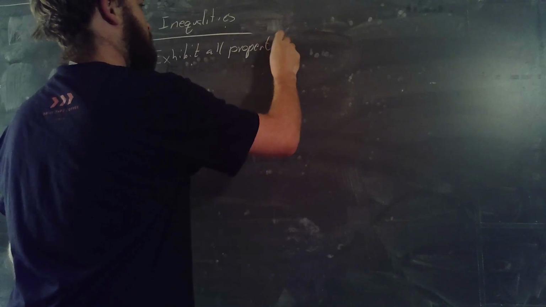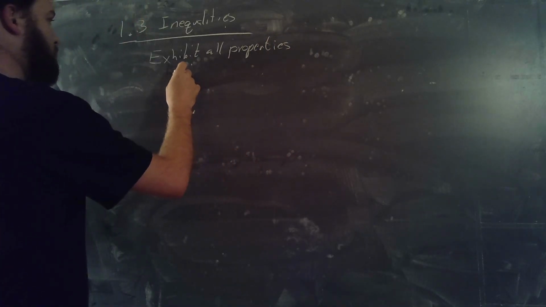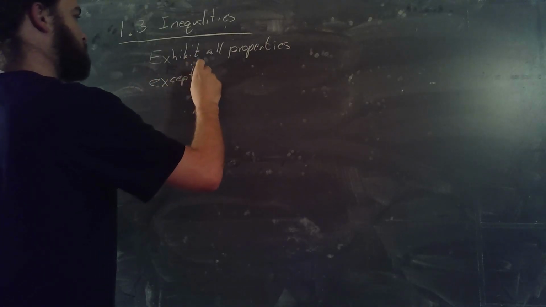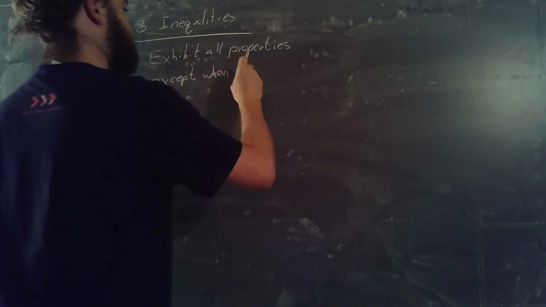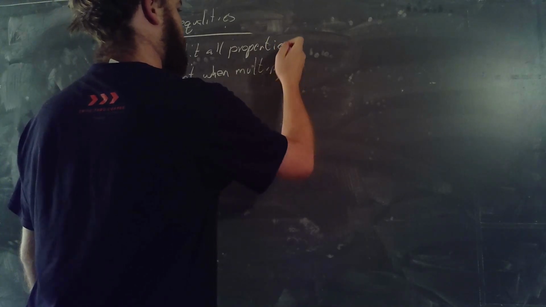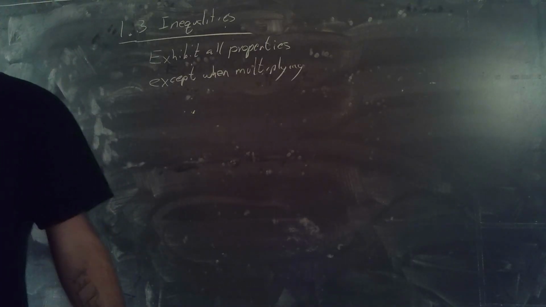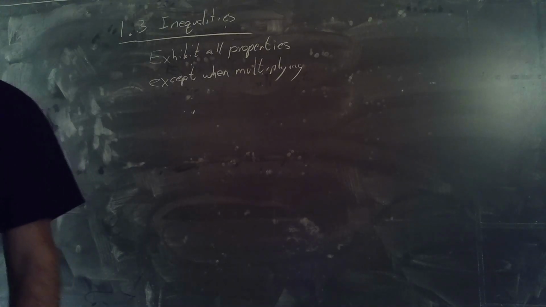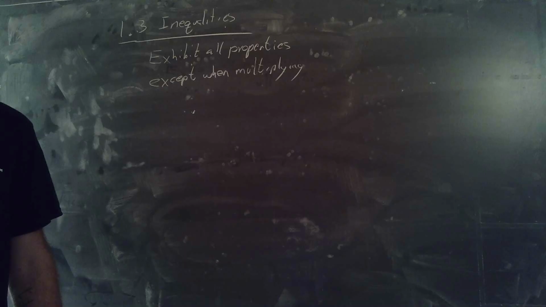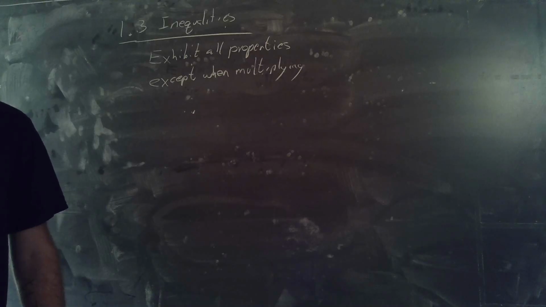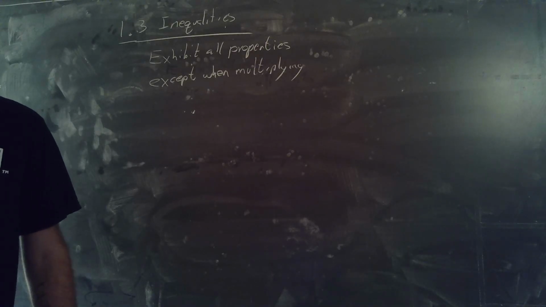Now, inequalities exhibit all the properties of equality with one small exception, and that is when multiplying by -1. And so a lot of times teachers like to shorten this to say if you multiply or divide by a negative number in an inequality, then we must reverse the direction of the inequality.